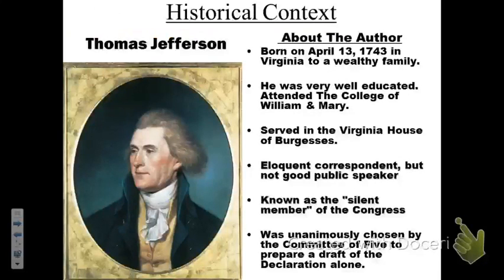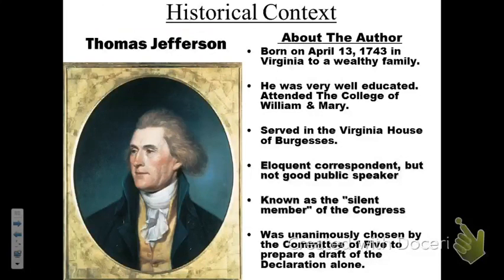So we mentioned Thomas Jefferson is the guy who actually wrote the Declaration of Independence, not as our youth said, Martin Luther King Jr. That would be incorrect, okay? Jefferson is a Virginian. He's born in 1743. He's a pretty well-educated man. He attended college at William and Mary. Now, back in the 1700s, very, very few men went to college.